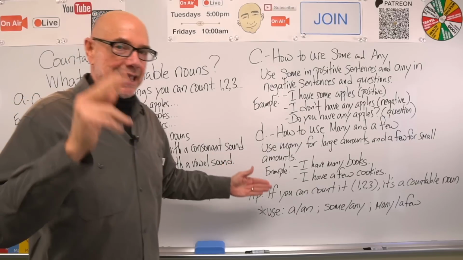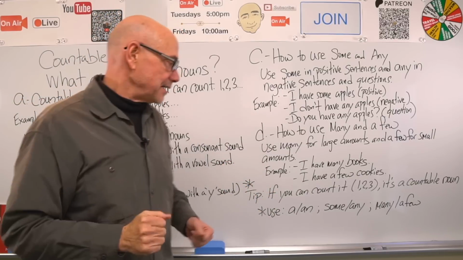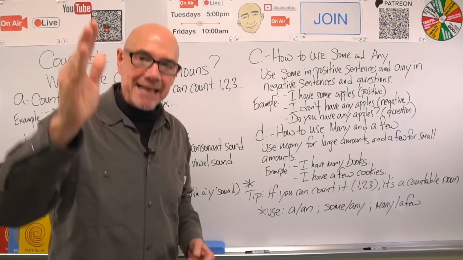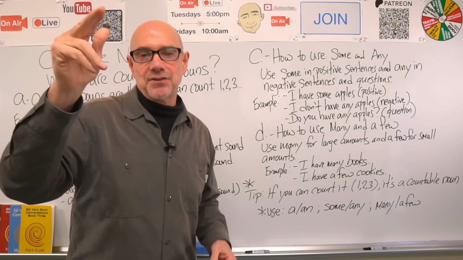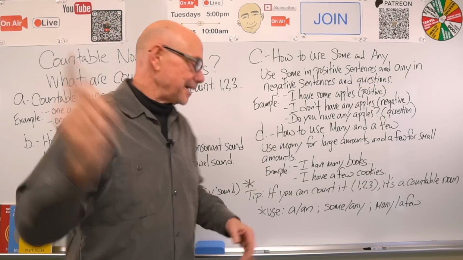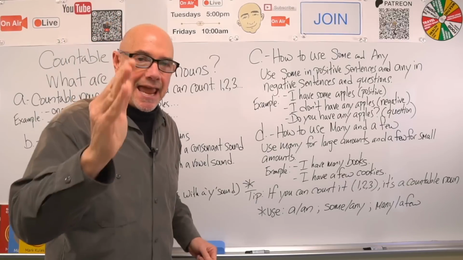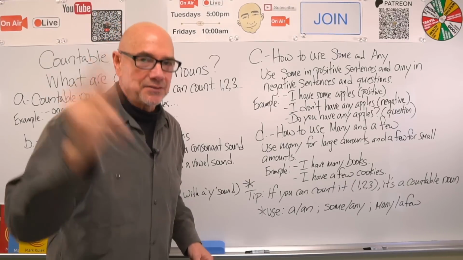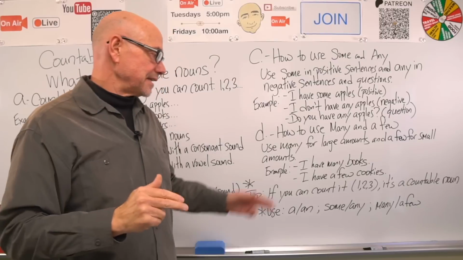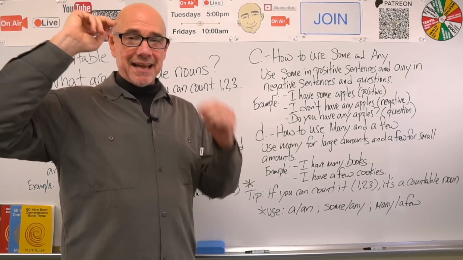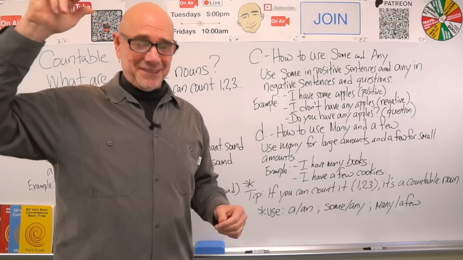Use a and an with countable nouns. Use some and any with countable nouns. Use many and a few with countable nouns. One more time. Use a and an with countable nouns. Use some and any with countable nouns. And use many and a few with countable nouns.